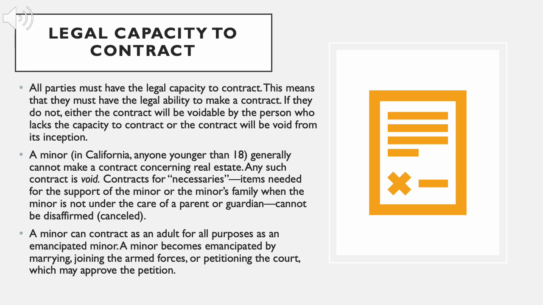Elements of a contract. Legal capacity to contract. All parties must have the legal capacity to contract. This means that they must have the legal ability to make a contract.